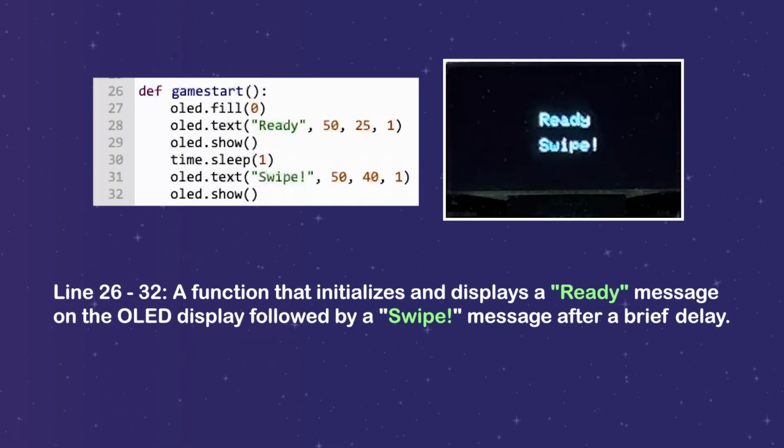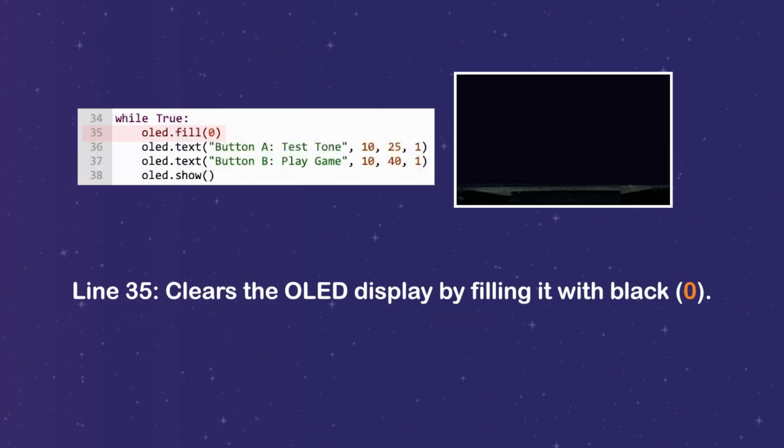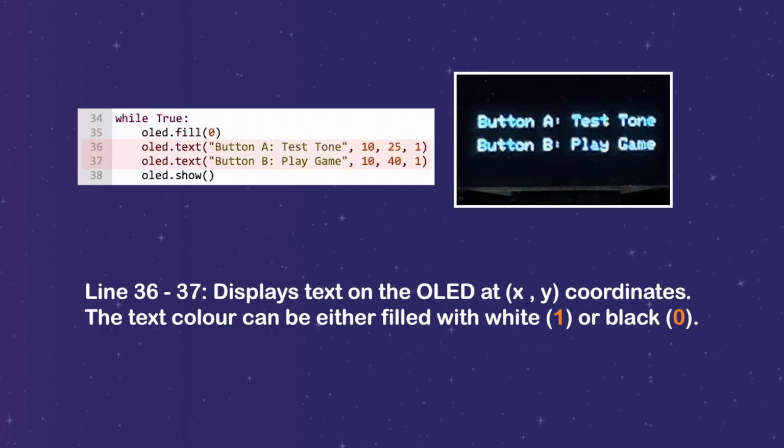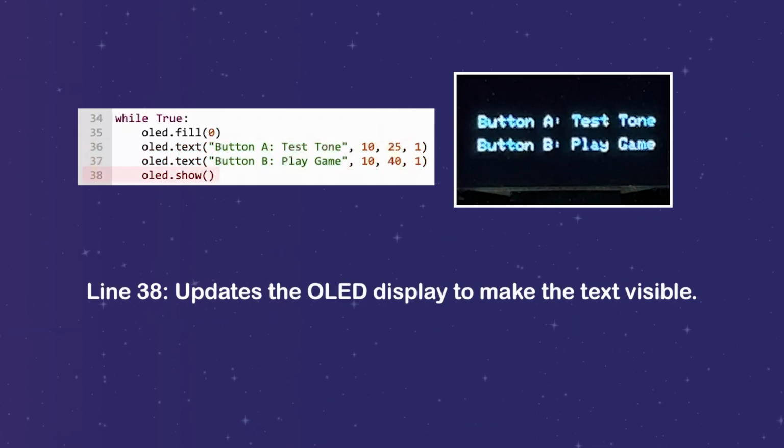Line 26 to 32, a function that initializes and displays a ready message on the OLED display, followed by a swipe message after a brief delay. Line 35 clears the OLED display by filling it with black. Line 36 to 37 displays text on the OLED at X and Y coordinates. The text color can be either filled with white or black. Line 38 updates the OLED display to make the text visible.